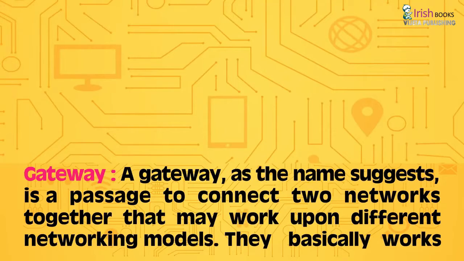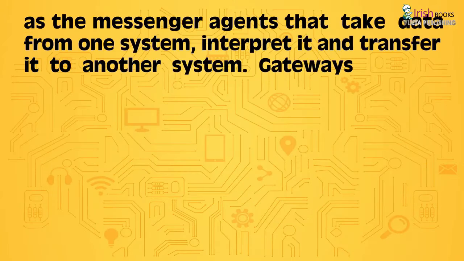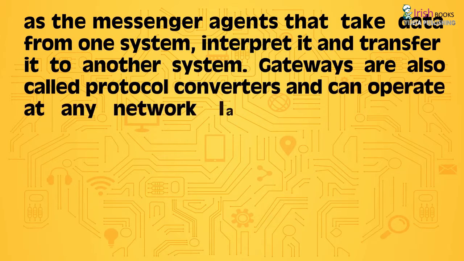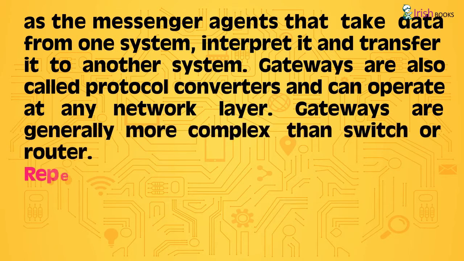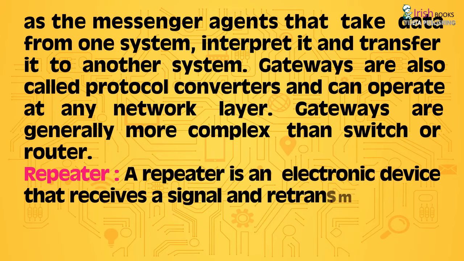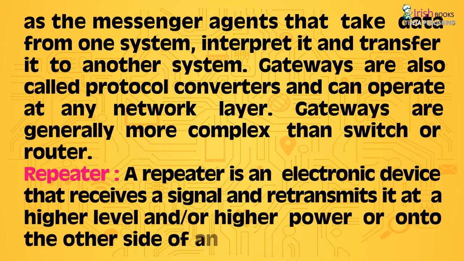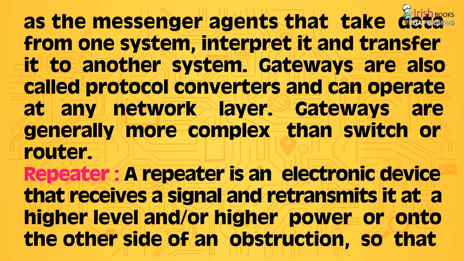Gateway. A gateway, as the name suggests, is a passage to connect two networks together that may work upon different networking models. They basically work as messenger agents that take data from one system, interpret it, and transfer it to another system. Gateways are also called protocol converters and can operate at any network layer. Gateways are generally more complex than a switch or router.